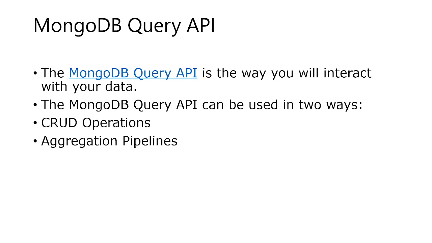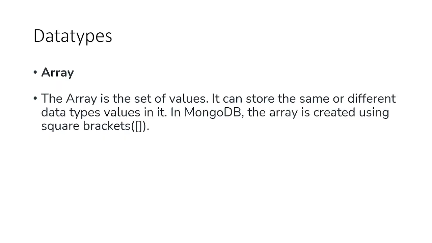So CRUD is nothing but create, read, update, and delete operations. The aggregation pipeline is an entirely different concept. You can create an API which connects your front end as well as back end through the pipelines. So these are the different data types available in MongoDB.